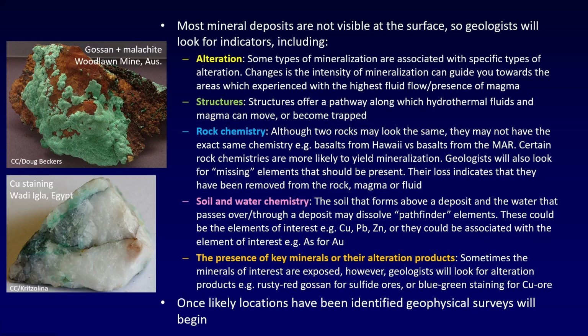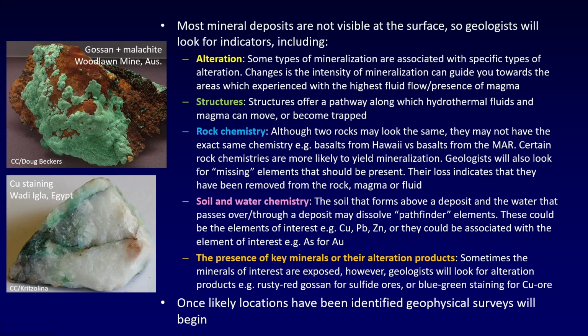And so rock chemistry is very, very important to geologists because it helps us to identify potential targets, and it also helps us to identify areas where we are missing important elements. And that shows us, right, this area has been scavenged. Where have those elements gone?